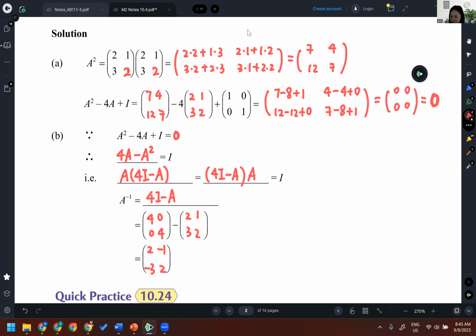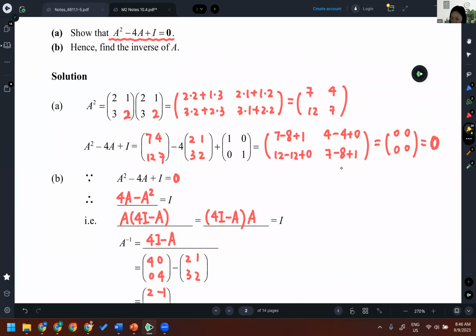Hi, Ms. Chen. Sorry, I have a question for this part. May I know, can I not write I in the bracket, but instead I write 4 minus A as the inverse of A? It's a very good question. Do you mean here? No, you cannot write 4 minus A because 4 is a value, it's a scalar, and A is a matrix, and we do not know how to do the subtraction between a value and a matrix. Okay, thank you, Ms. Chen. You must write 4I. Okay?